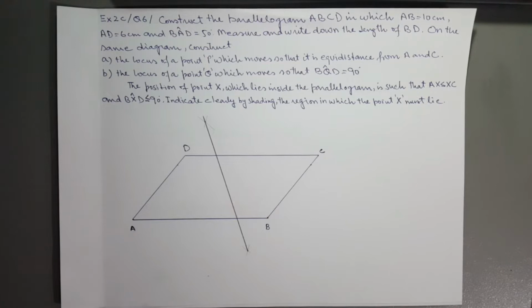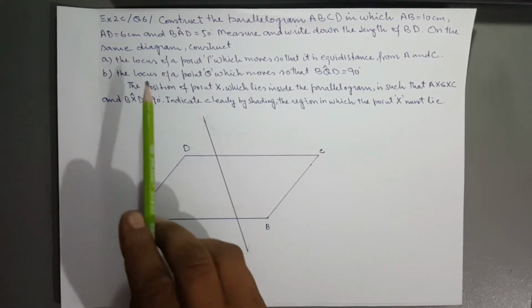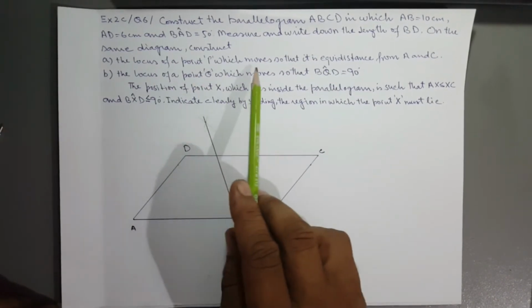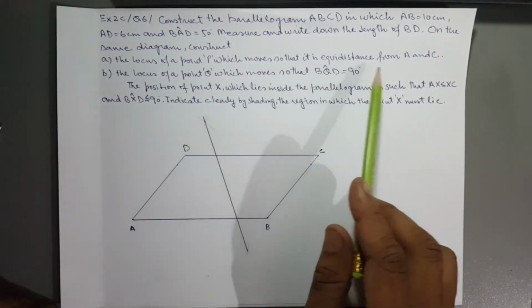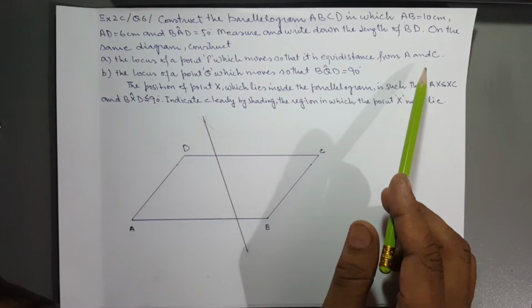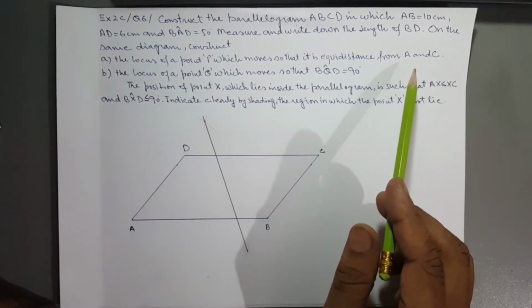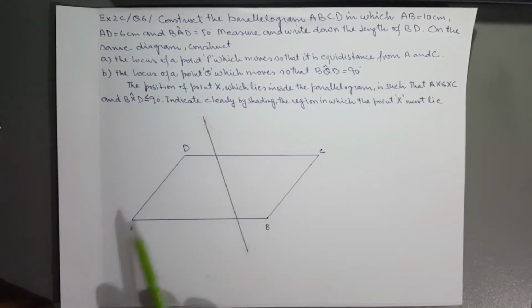Now part A is: construct the locus of the point P which moves so that it is equidistant from A and C. This one is the perpendicular bisector of AC, which is already drawn.